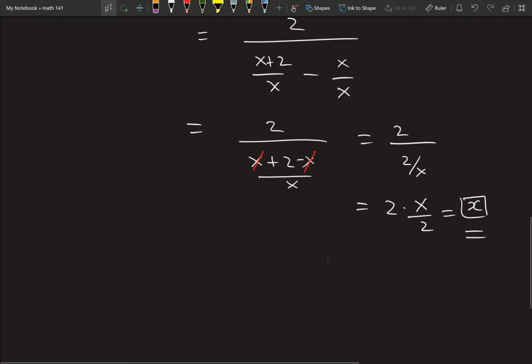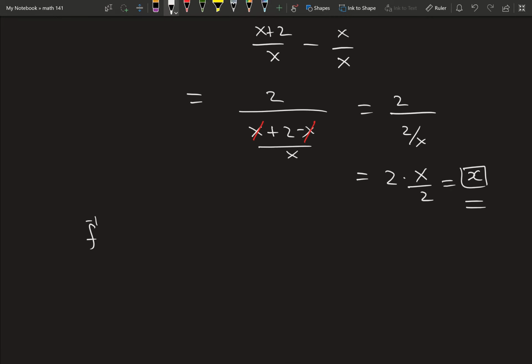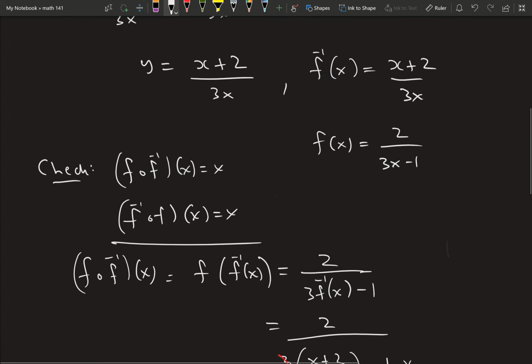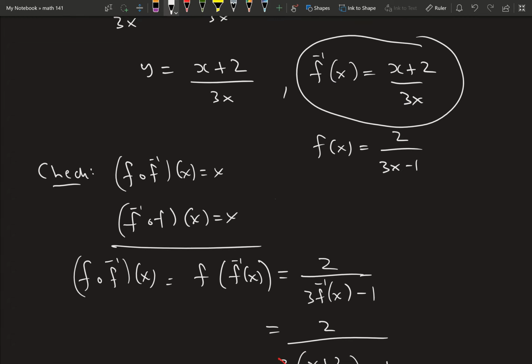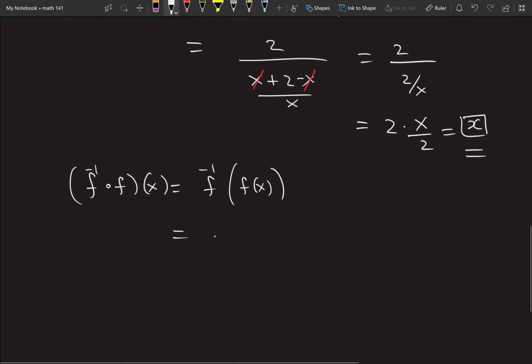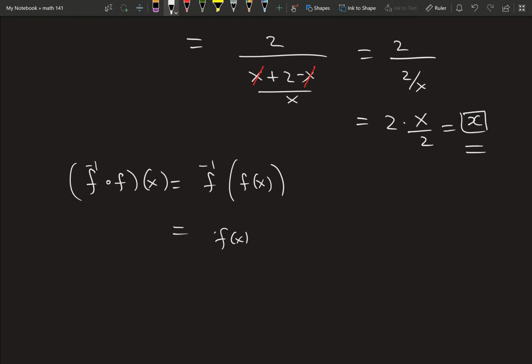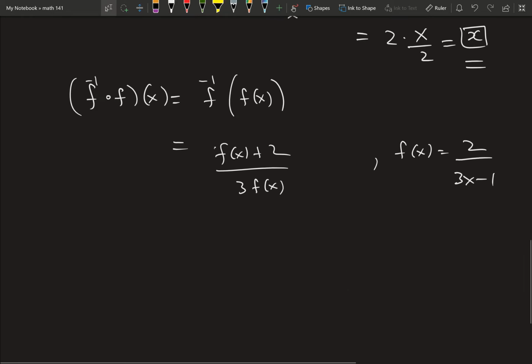So that shows that f of f inverse of x is equal to x, and we want to go now the other way. So f inverse of f of x, that's f inverse applied to f of x. So where f inverse was right here, x plus 2 over 3x, we're going to replace the x's with f of x's. So we're going to get f of x plus 2 over 3f of x, where f of x was 2 over 3x minus 1.